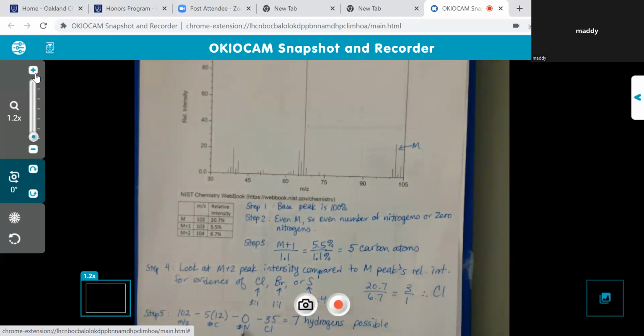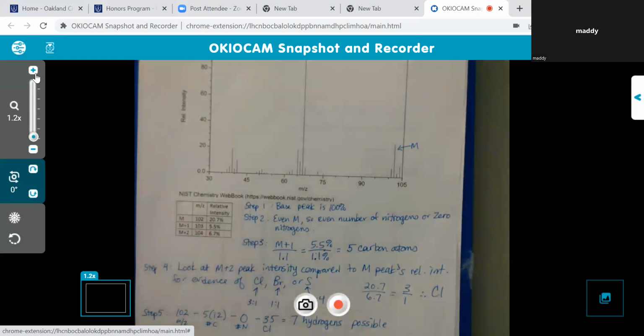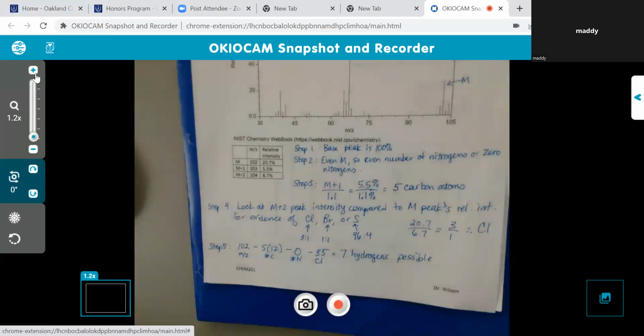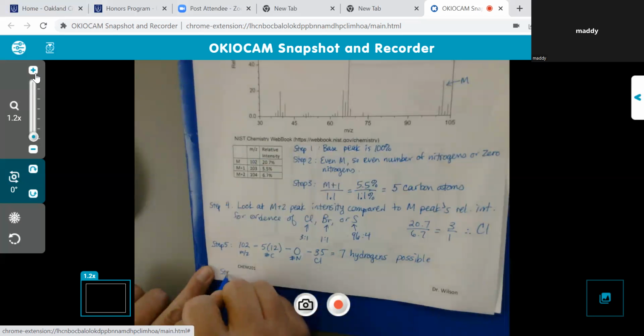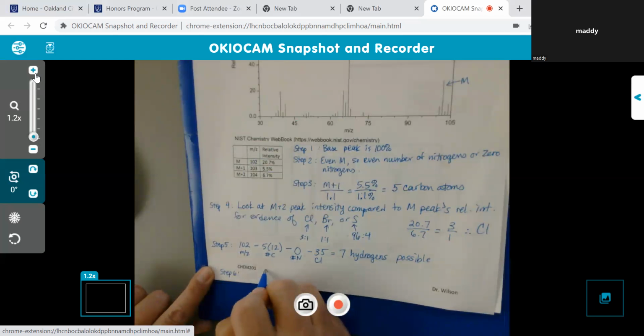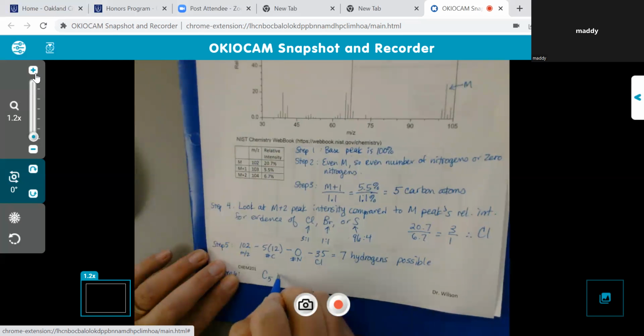Yes. You're welcome. Okay, so that tells us that when we put all that together, our step 6, to pull it all together, it means that we have a molecular formula of C5H7Cl.